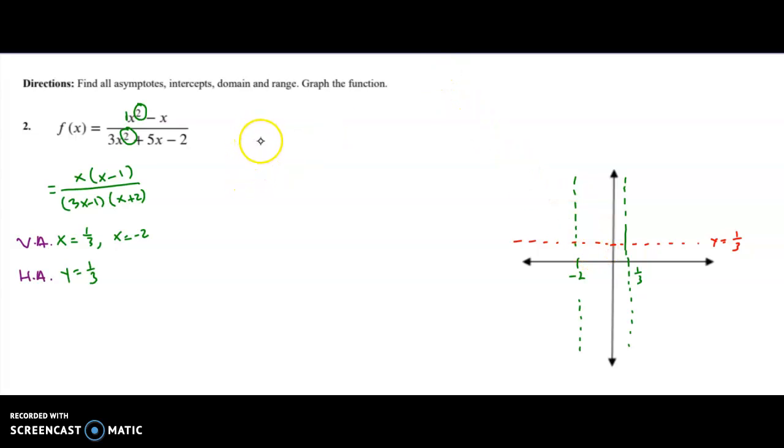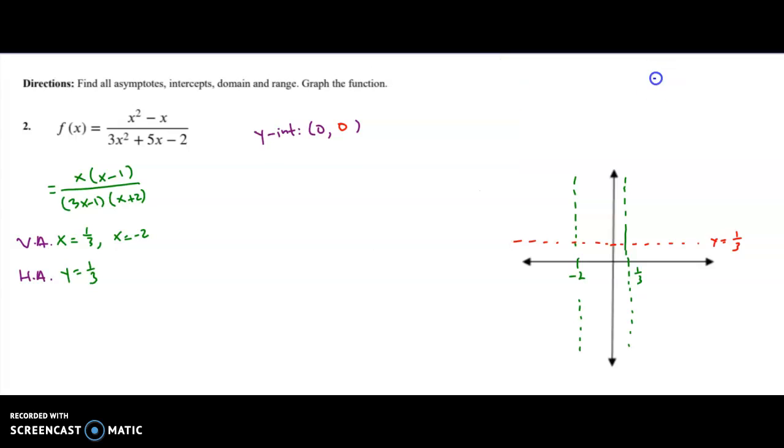So for the y-intercept, right, that means x equals 0. Okay. Now, when I plug in 0 for the x's, because the numerator is x squared minus x, that's just going to be 0 minus 0, which is 0 in the numerator. And so the denominator doesn't matter, right, because 0 divided by anything is going to be 0. So your y-intercept is at (0, 0).